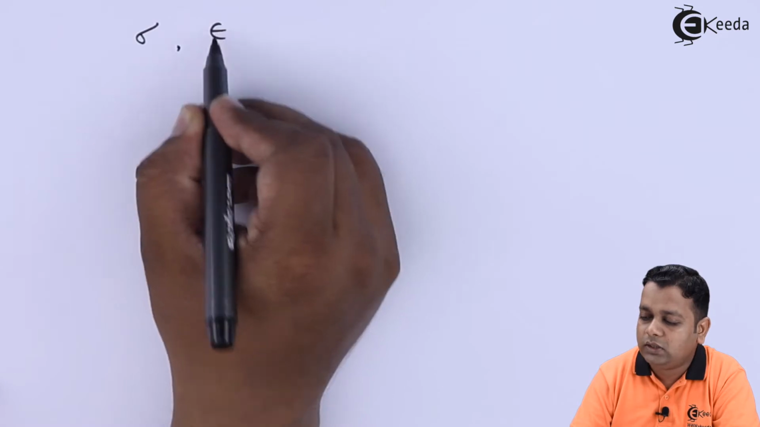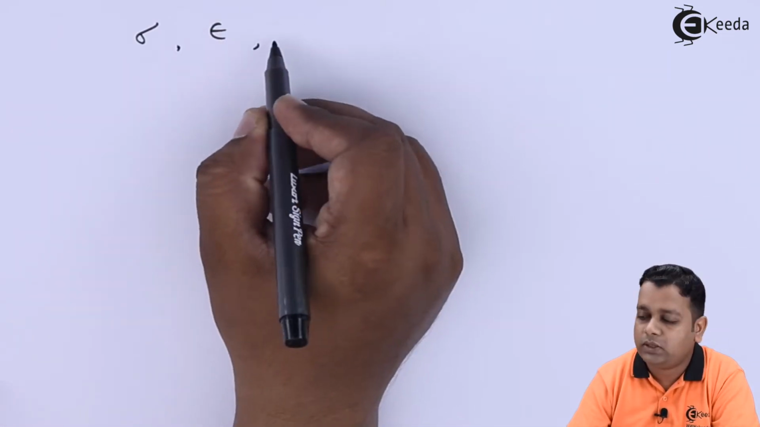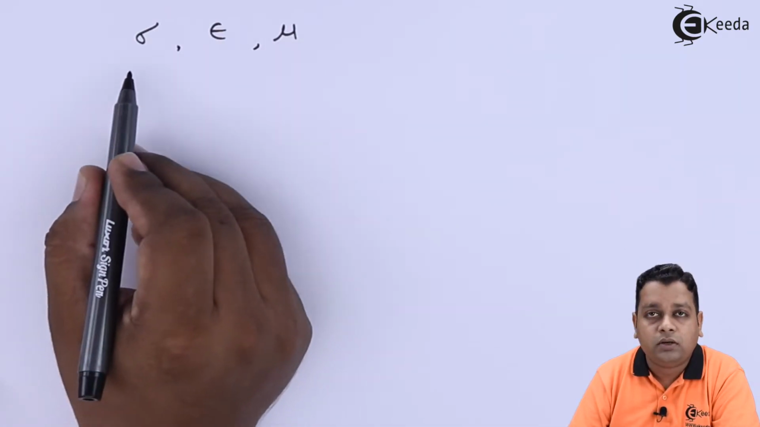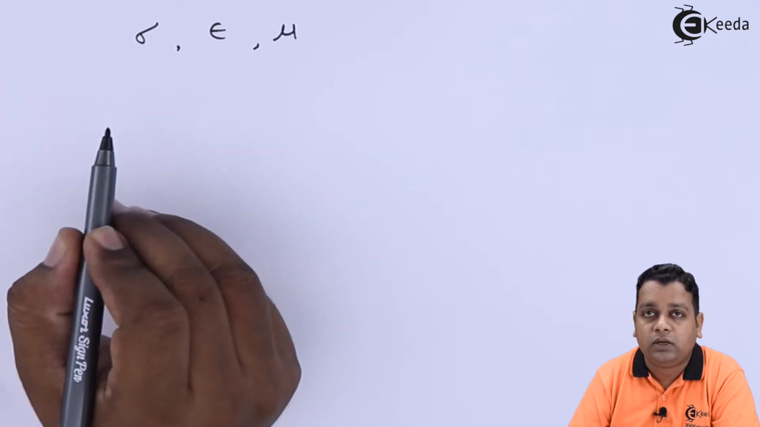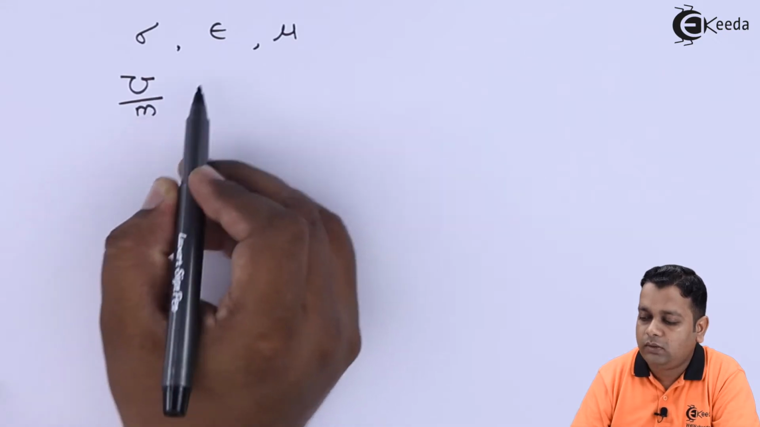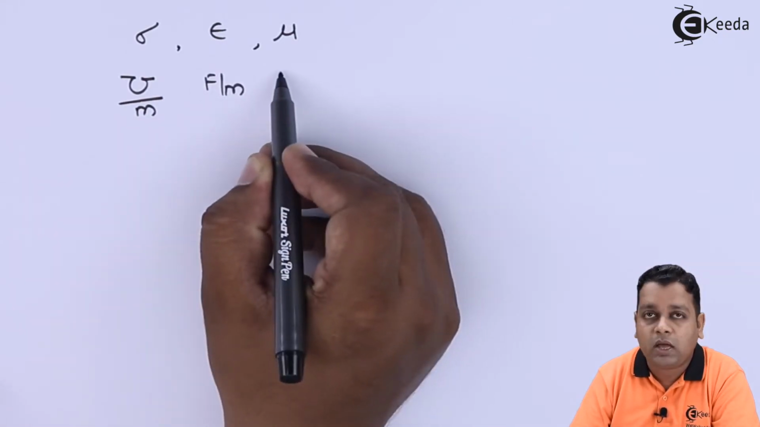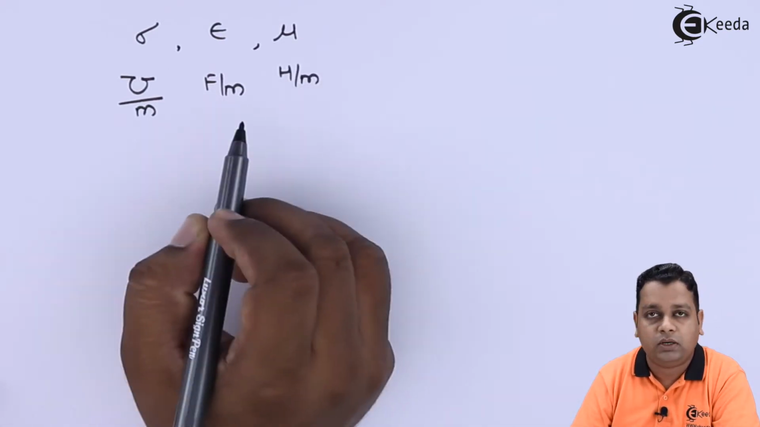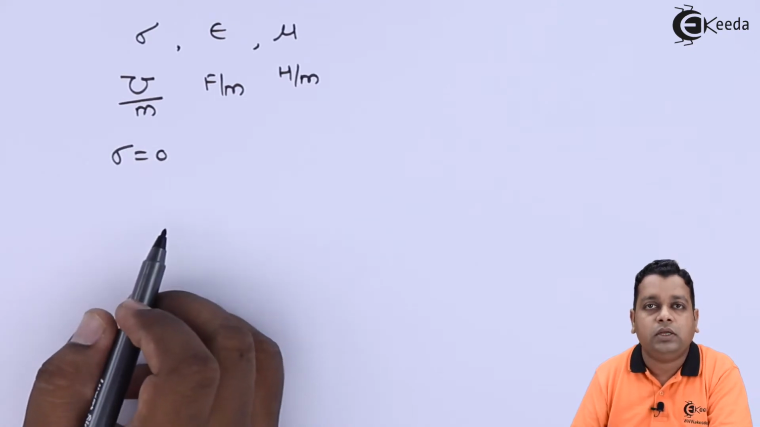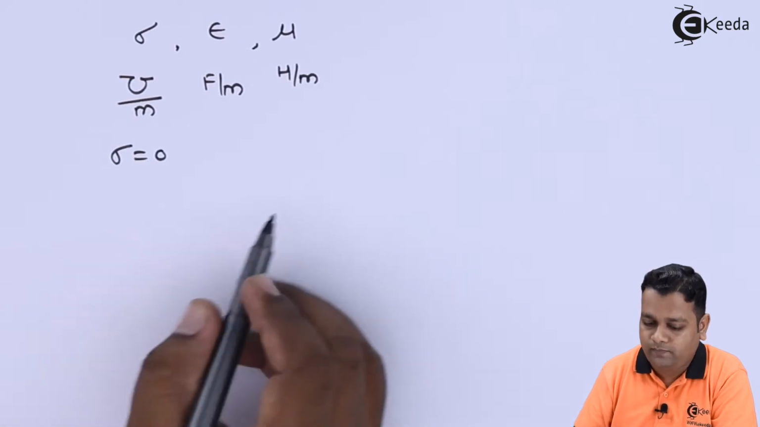The second one is the permittivity of the medium, that is epsilon, and the third one is the permeability of the medium, mu. Conductivity is generally given in terms of mhos per meter. The permittivity of the medium is in farads per meter, and the permeability is in henry per meter. So if you consider sigma equal to 0, the general wave equation for the electric field we can write.